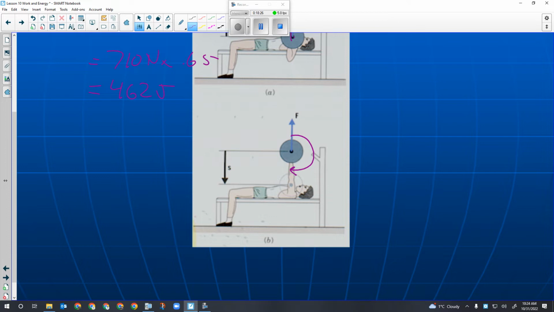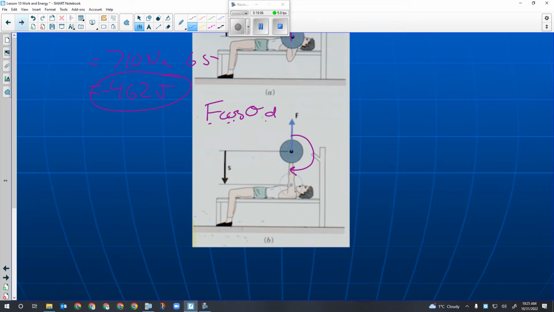downwards. How many degrees is that? 180. What's the cos of 180? -1. F cos theta times d. When theta is 180, this becomes -1. Force times -1 times d gives me the same number, but now it's negative because the barbell is now losing energy. It's doing work on me. It's changing my shape. My muscles are going to change shape as I lower the barbell back down. Everybody okay with that idea?